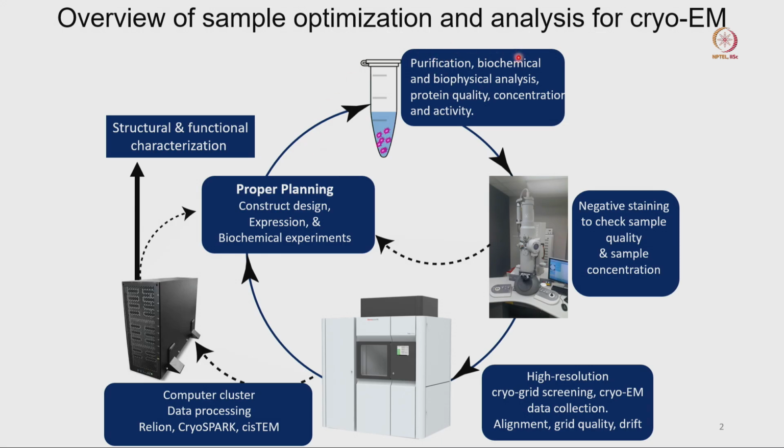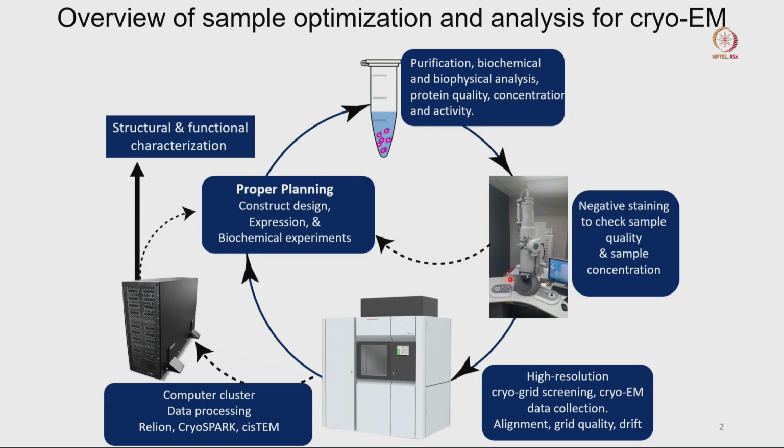As I mentioned previously, some biophysical and biochemical analyses are very important to check the protein quality, concentration and activity. When we have all these things in hand, if we have a feeling that our protein is a pure sample, then we can think about going to the next step. What is the next step? For the next step, we use negative staining TEM.